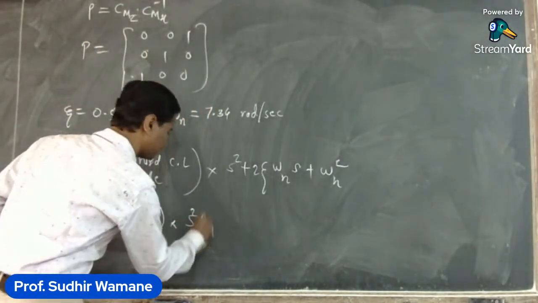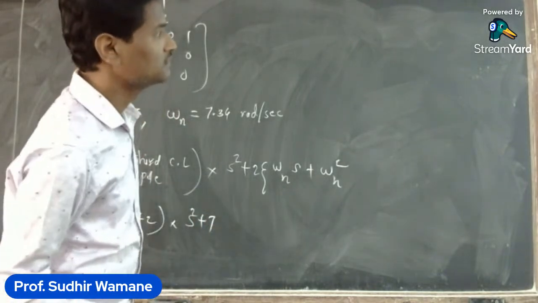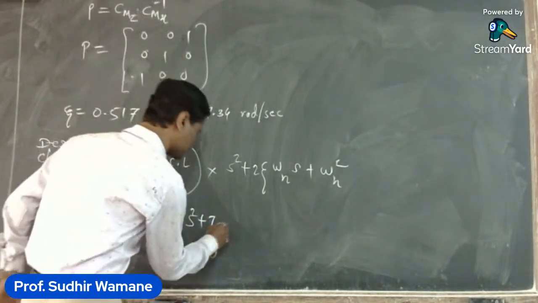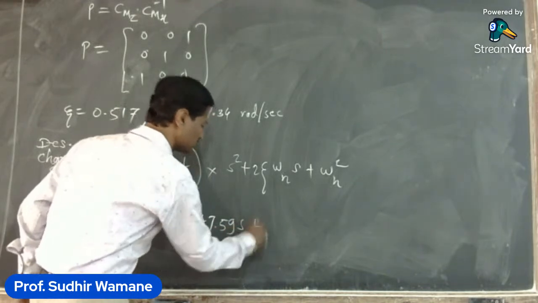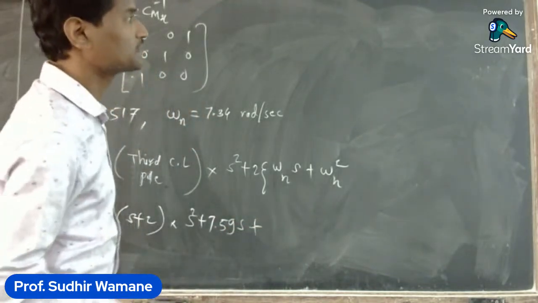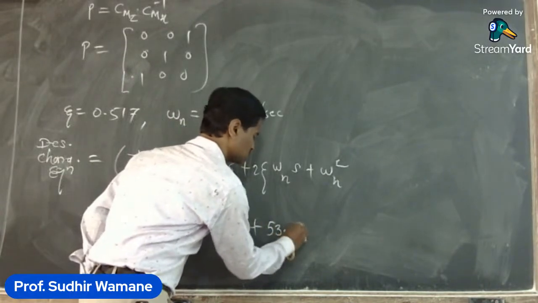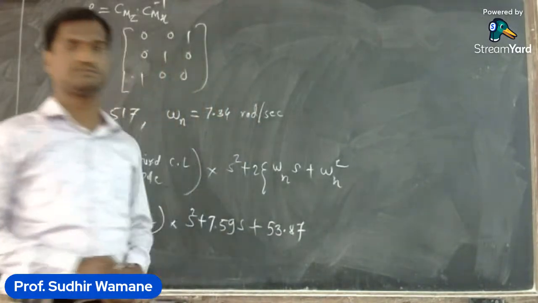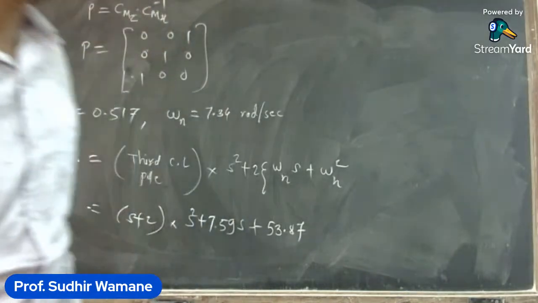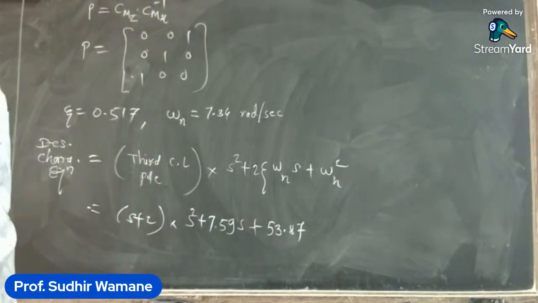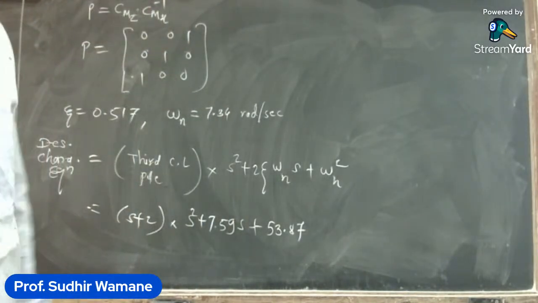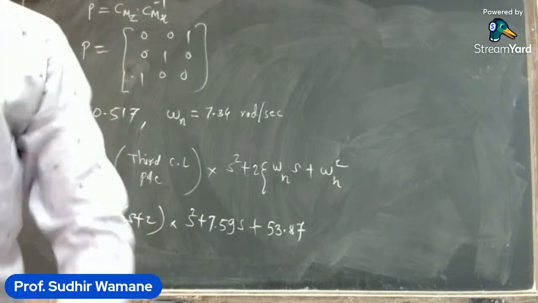This is s square plus 7.59s plus 53.87. Now when you multiply these two terms, s plus 2 and then this, you will get the desired characteristic equation. Like this is equation number 1.